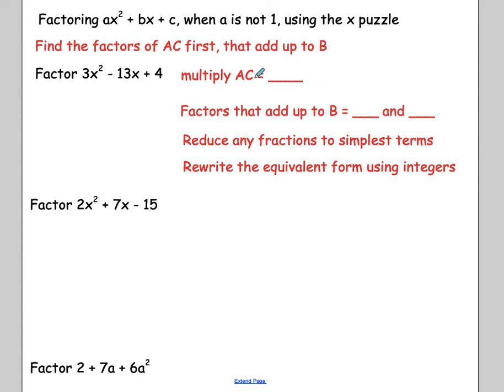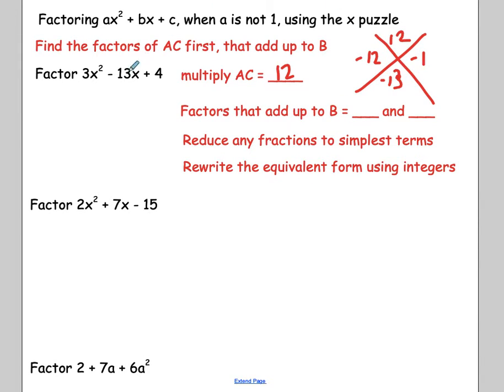The first thing is I do my x puzzle. I perform the same idea of multiplying a times c. So a times c here is 12. In my x puzzle, I'm going to write 12 at the top and then negative 13 at the bottom. So I'm looking for factors of 12 that when I add them equal negative 13. I'm thinking 12 times 1, so negative 12 and negative 1 will do. Negative 12 and negative 1 makes positive 12 when you multiply, and negative 12 plus negative 1 is equal to negative 13.